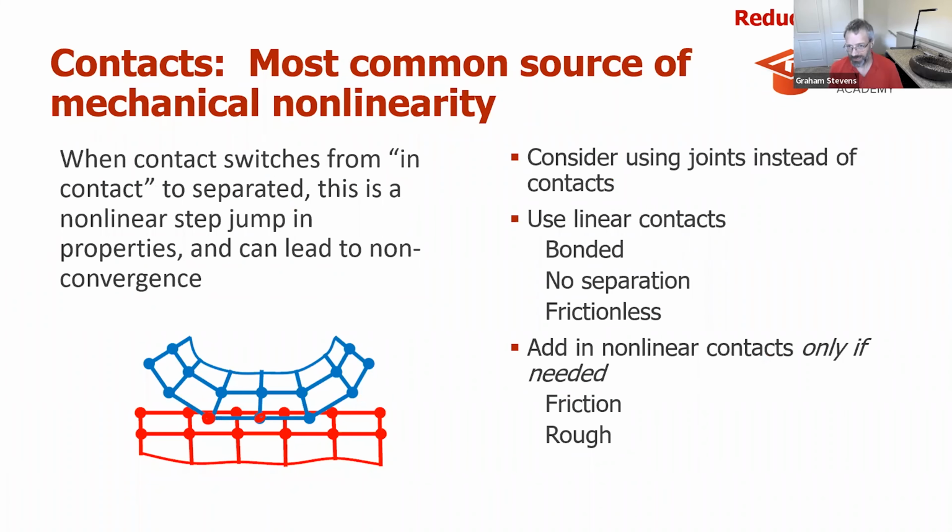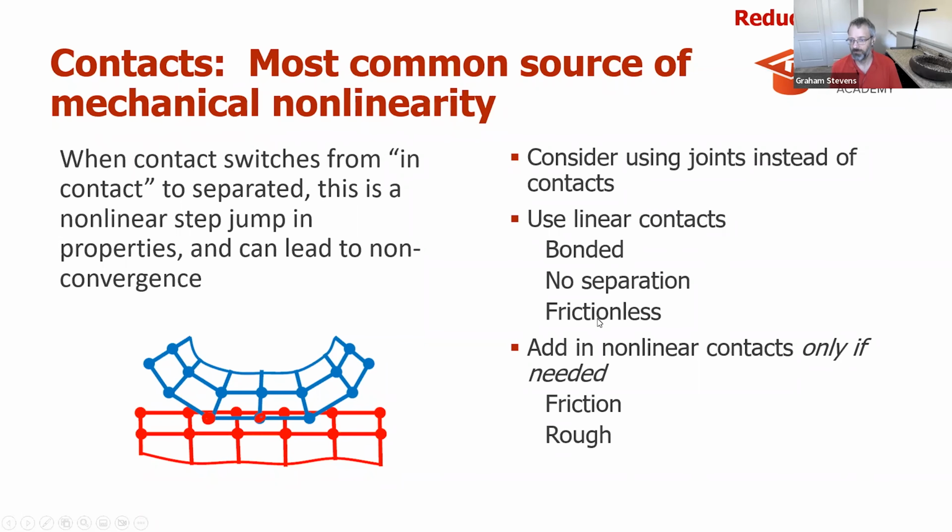And then on the contact side, which is a common source of mechanical nonlinearity, as I mentioned before, when the contact switches from in contact to separated, there's a nonlinear jump in properties, and that can lead to non-convergence, and also leads to these multiple iterations and a slower solve. So there are some strategies to avoid this as well. One strategy is to consider using joints instead of contacts. There are pros and cons to both, so you have to be aware of that. But you can also use linear contacts.